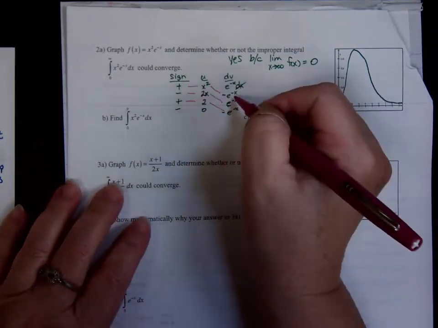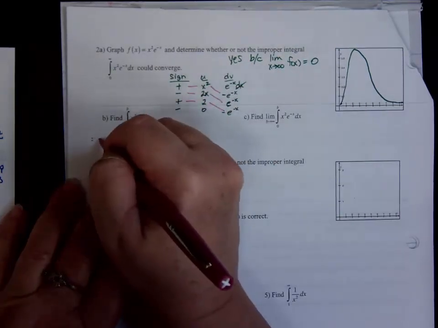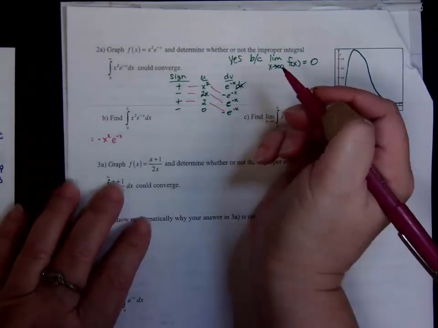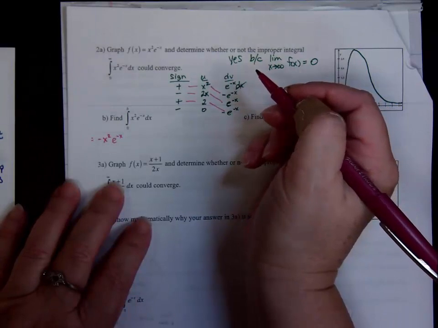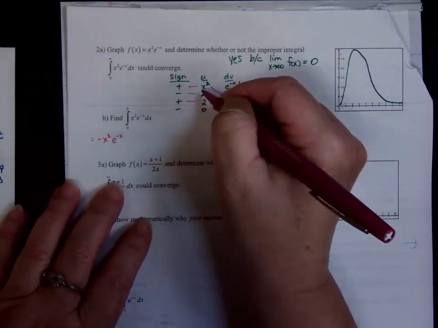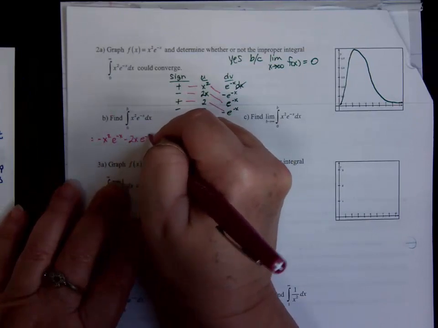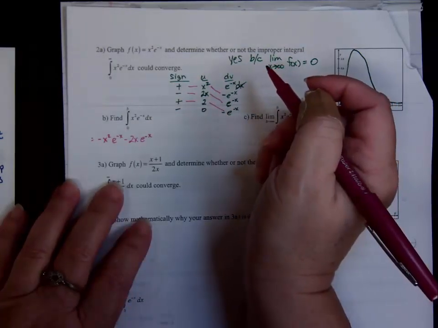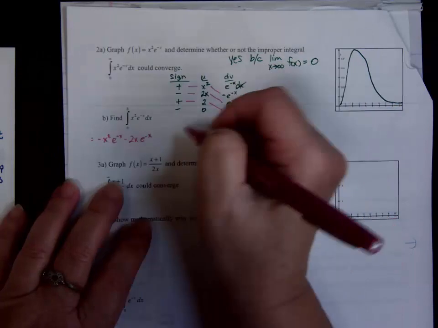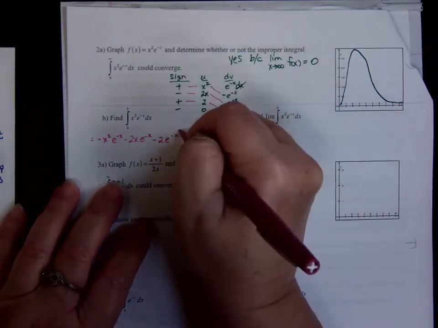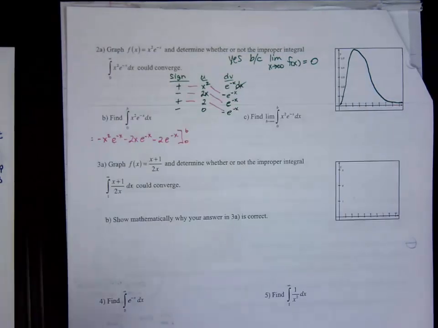So that would be negative x squared e to the negative x. And then the next term is negative 2x e to the negative x. And the last one is a minus 2 e to the negative x. Bracket 0 to b. We used to put plus c. This is not a plus c problem because it's a definite integral.